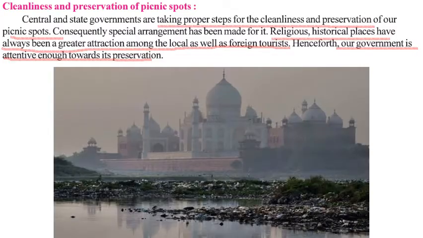Cleanliness and preservation of picnic spots. Taking proper steps for the cleanliness and preservation of our picnic spots is very necessary. Religious and historical places have always been a great attraction among locals as well as foreign tourists. Now, if a foreigner sees this picture, what will they think about us? What will they think about our culture? What will they think about our government, or about our forefathers? So naturally we should keep our picnic spots very clean, and it is up to us because we are the ones spreading the pollution.